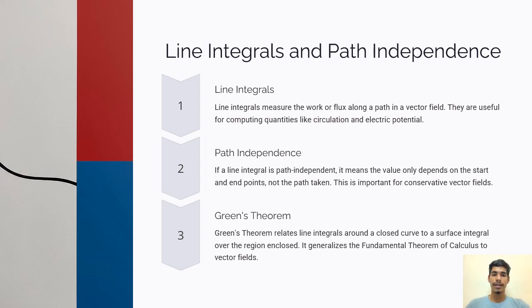Now, line integrals and path independence. Line integrals measure the work or the flux along a path in a vector field. They are useful for computing quantities like circulation and electric potential. Then path independence. If a line integral is path independent, it means the value only depends on the start and end point, not the path taken. This is important for conservative vector fields. Then Green's theorem. Green's theorem relates line integrals around a closed curve to a double integral over the region enclosed. It generalizes the fundamental theorem of calculus.